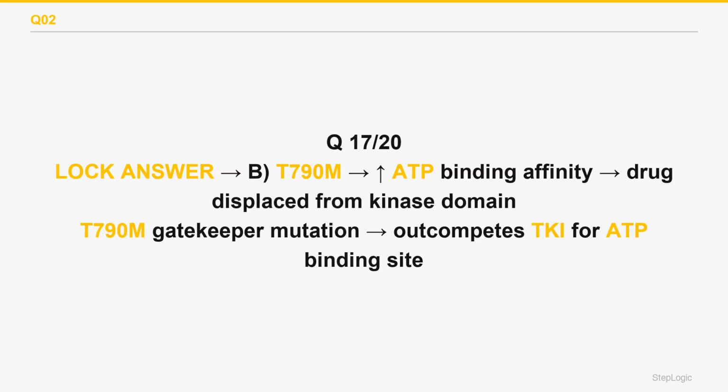itself. Choices A, C, D, and E represent real mechanisms of acquired resistance to EGFR TKIs. They are all legitimate resistance pathways. But the question specifically asks about the T790M mutation mechanism, which is uniquely the ATP binding affinity change.